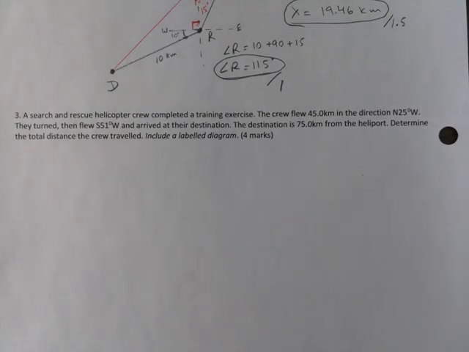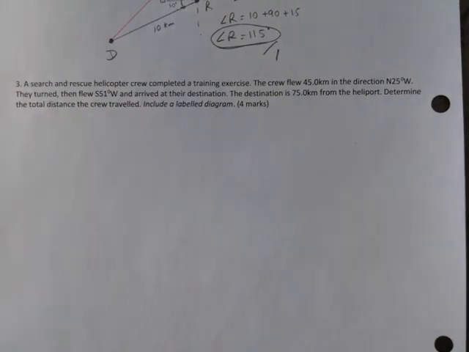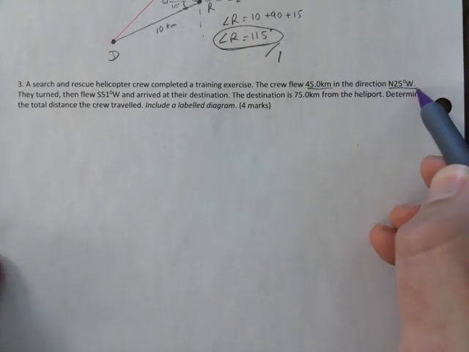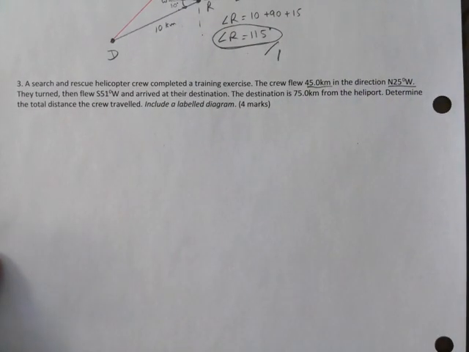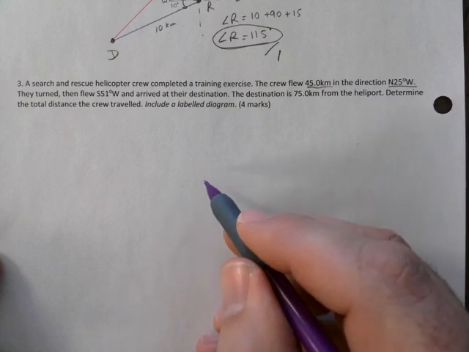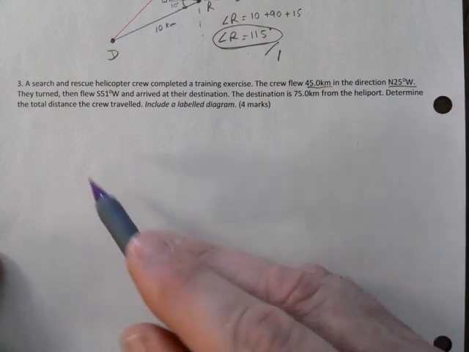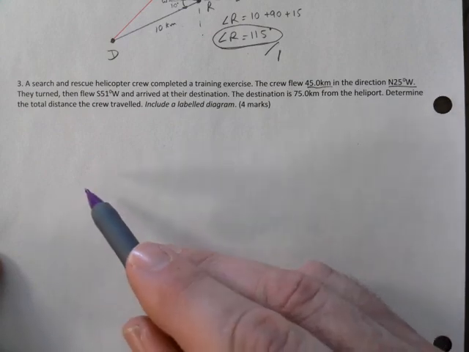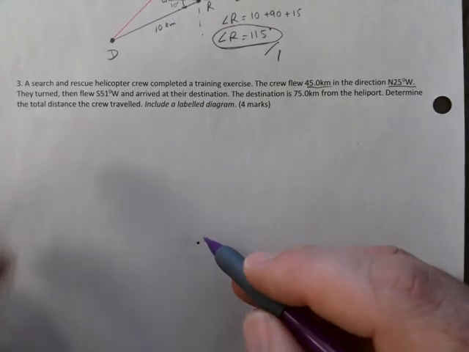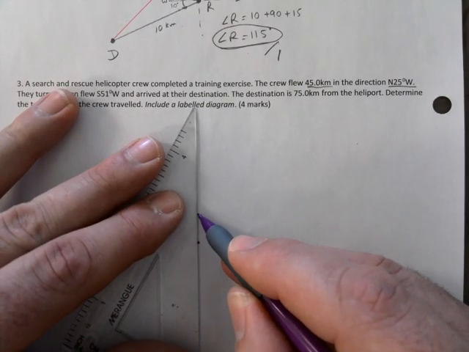Next, search and rescue helicopter crew completed a training exercise. The crew flew 45 kilometers in this direction, north 25 west. So north 25 west, I'm going this way. And then south 51 west. So I'm going to start here. Right, so I'm going to have my compass rose.